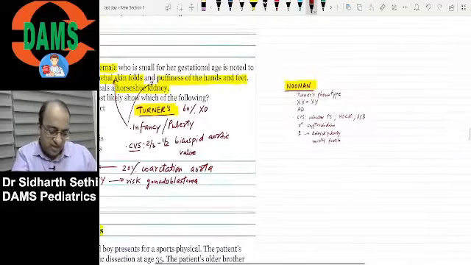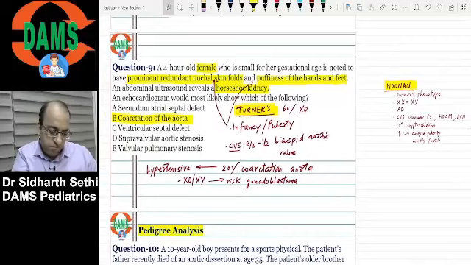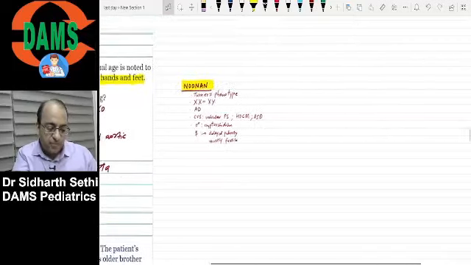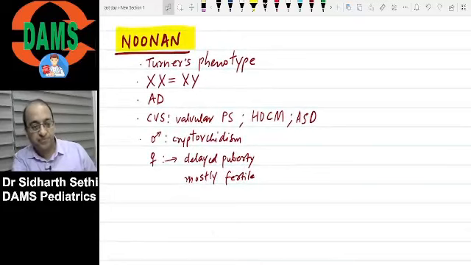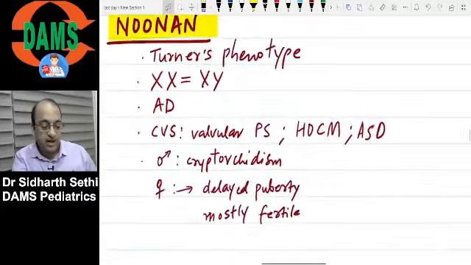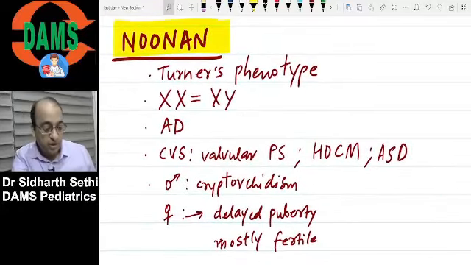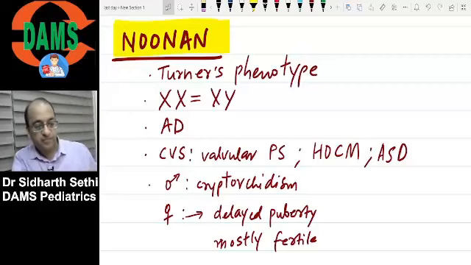Dr. Rishabh is asking, why not E? Because this is Turner syndrome. Now in Turner's, you don't see pulmonary stenosis, Rishabh. Pulmonary stenosis is seen in Noonan syndrome, not in Turner syndrome. Okay.